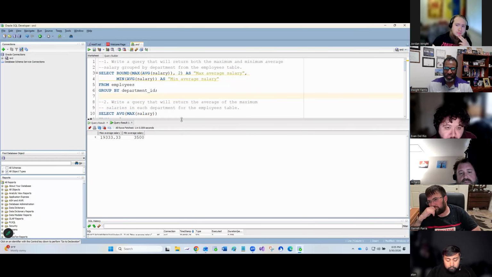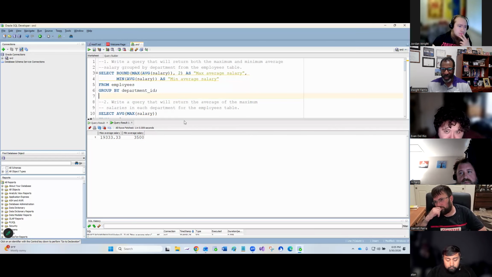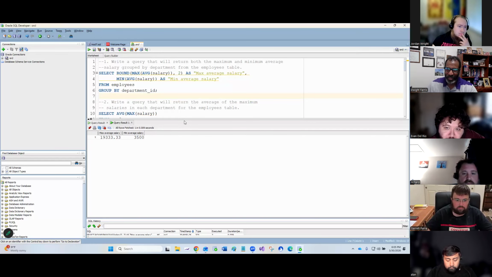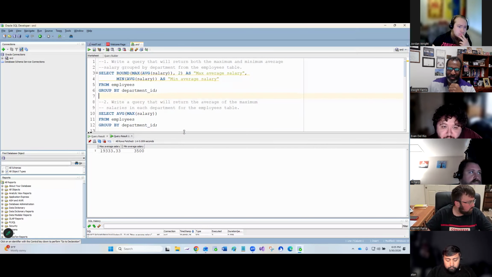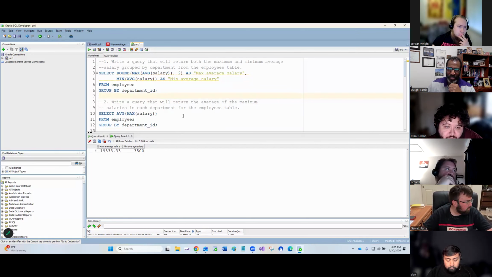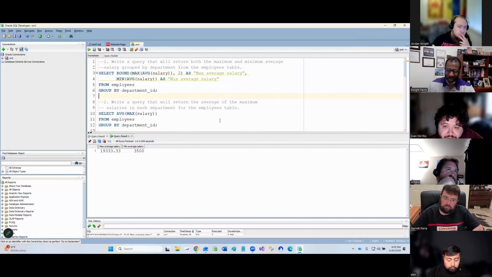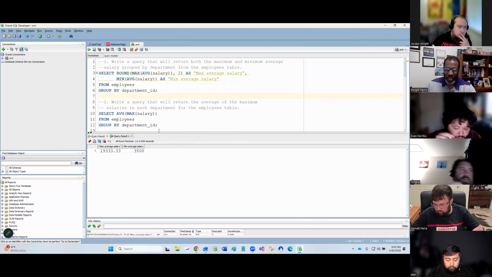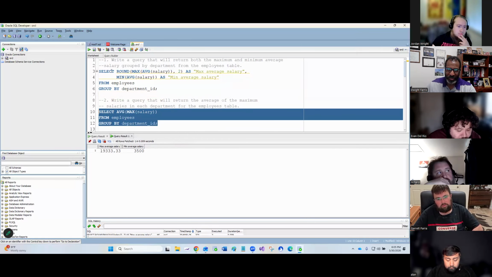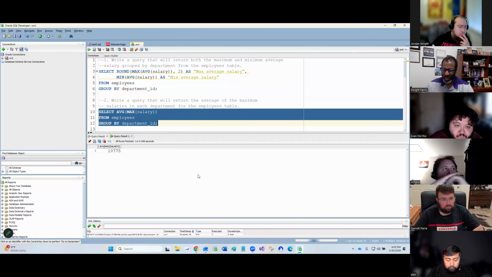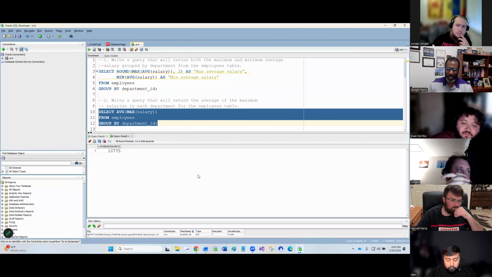Number 2 was write a query that will return the average of the max. And you're giving specific instructions, and these 2 questions, you may think, well, they're kind of redundant, but they weren't. Basically, I'm asking you to look at the maximum average of the maximum salaries in each department. So this still should be one response. So I think most everyone got this right. It was 10,775, and that's the maximum of the average salaries of each department.